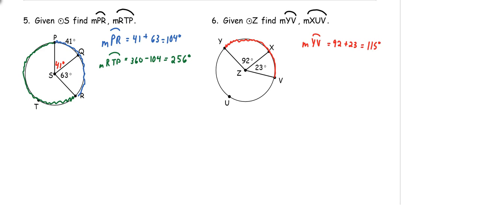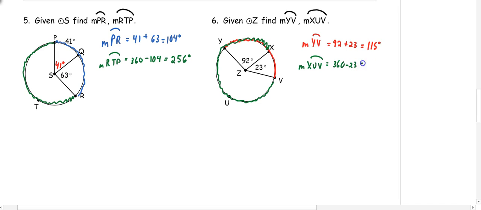The other arc that we are trying to find is XUV. So XUV includes everything except for that 23 degrees. So we can subtract from 360. 360 minus 23 gets us 337 degrees.